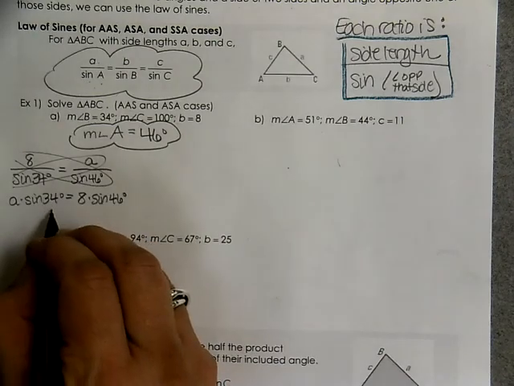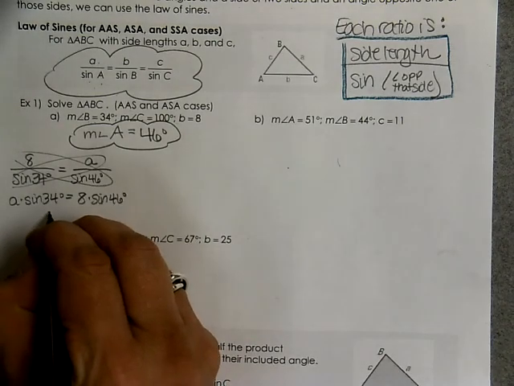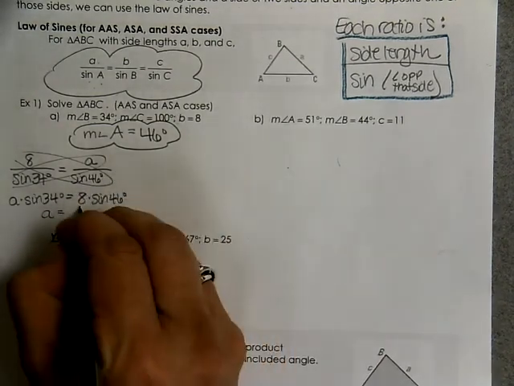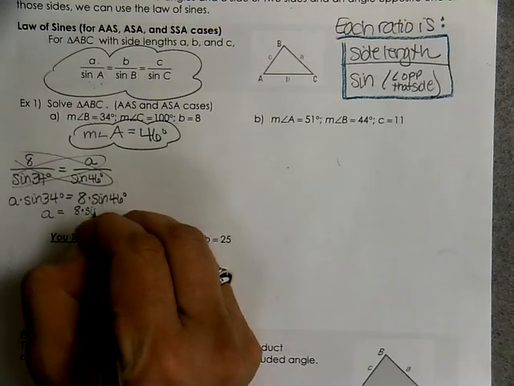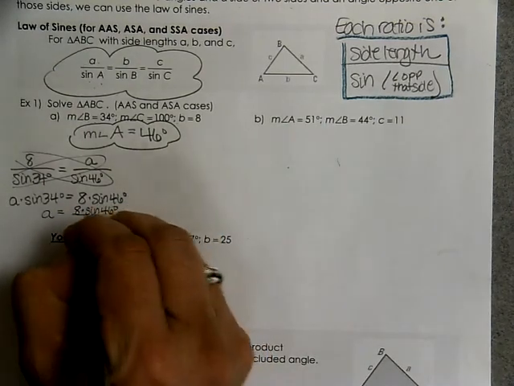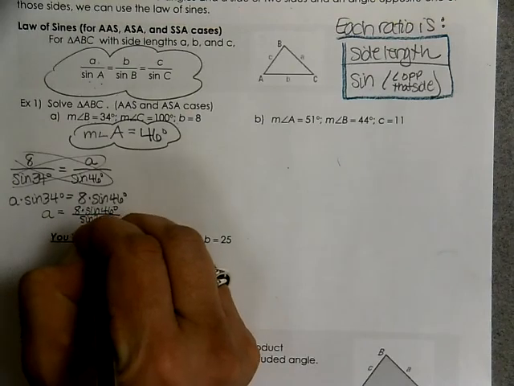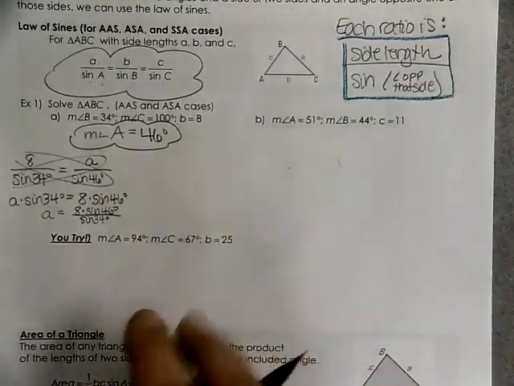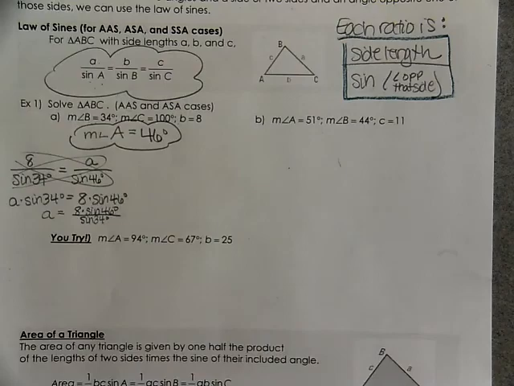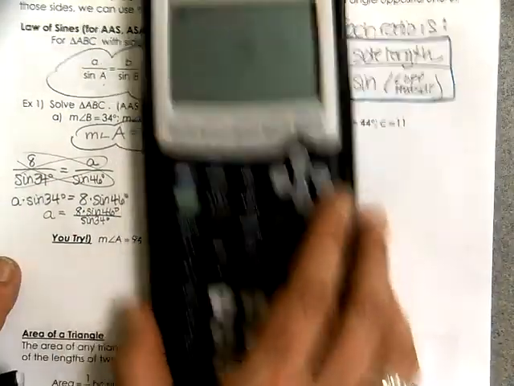So you can see that we would divide by the sine of 34, and so we end up seeing that A is going to be 8 times the sine of 46 degrees divided by the sine of 34 degrees. So don't put stuff in the calculator and use the decimals. Use the idea that the calculator is going to help you with the order of operations.